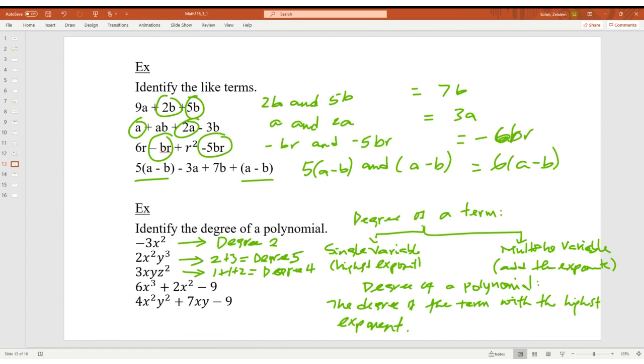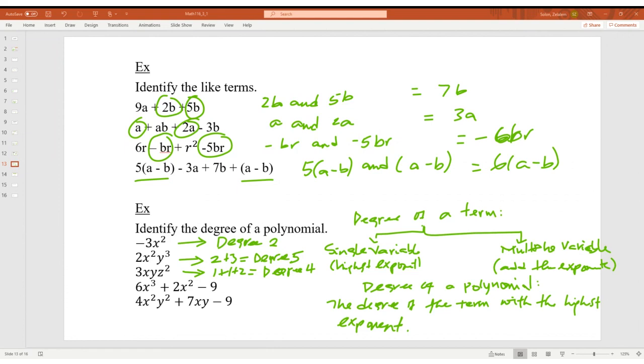Now, if you have multiple expressions or multiple terms, what you have to do is find the degree of each term and take the one with the highest degree. For example, number 4 and 5: first I want you to find the degree of these two, using the definition I gave you, and then we'll do it as a class. Write the answer in the chat. What are the degrees of 6x cubed plus 2x squared minus 9 and 4x squared y squared plus 7xy minus 9? So give me the numbers.